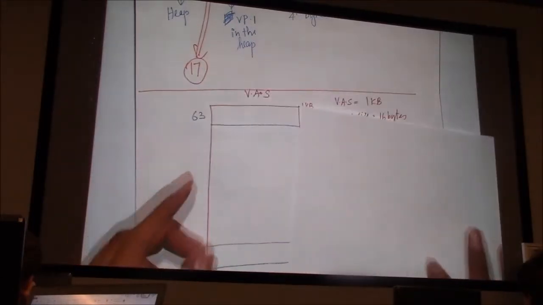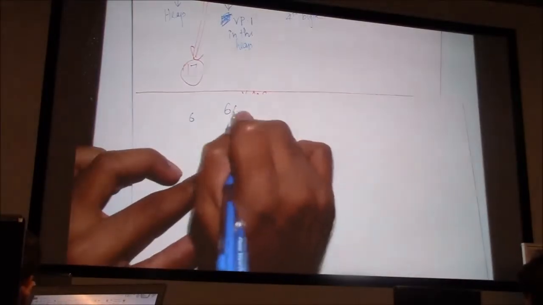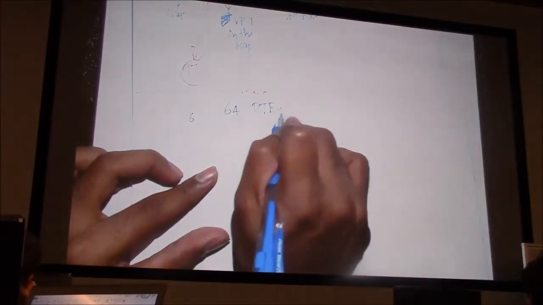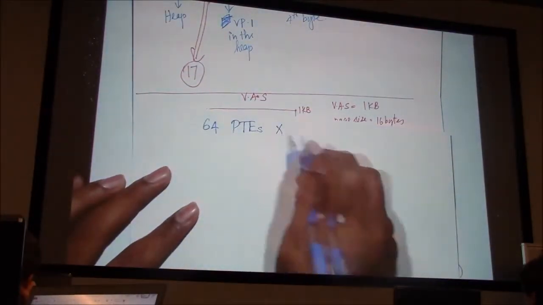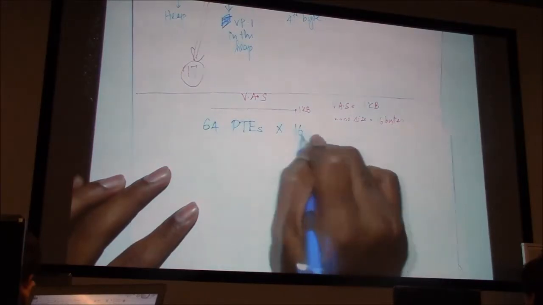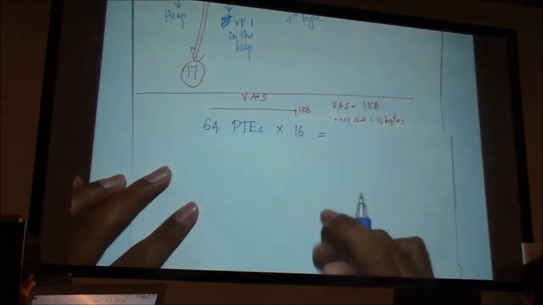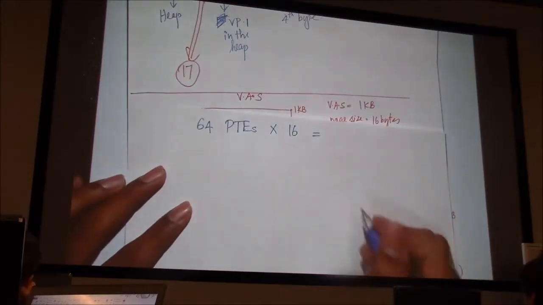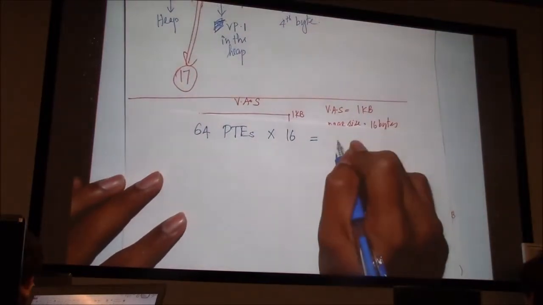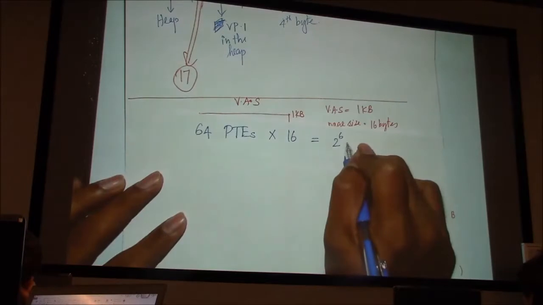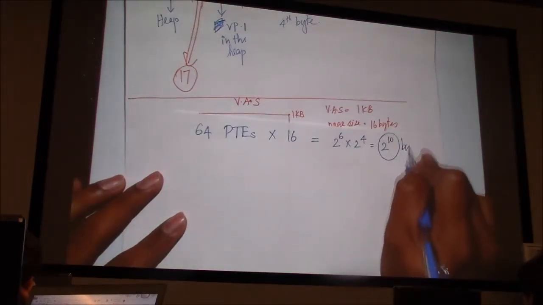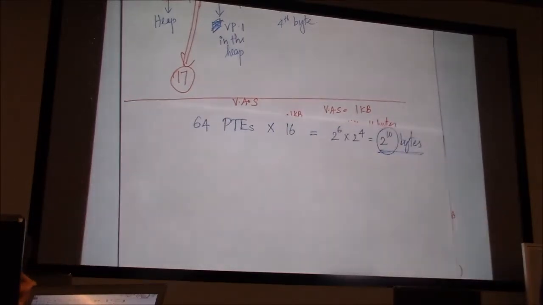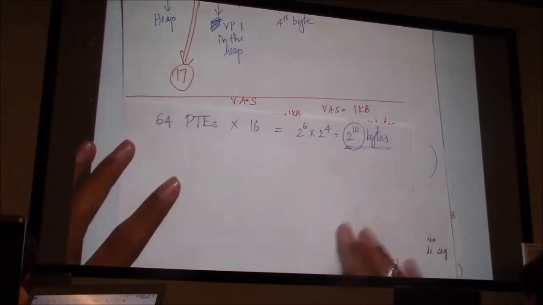But now, if we have 64 page table entries, what is going to be the size of these 64 page table entries? The size is 64 multiplied by 16, the page size, okay? The entire page table size is going to be 2 to the power of 6 times 2 to the power of 4, 2 to the power of 10 bytes, or 1 KB. Okay, sorry, I think I messed this up.